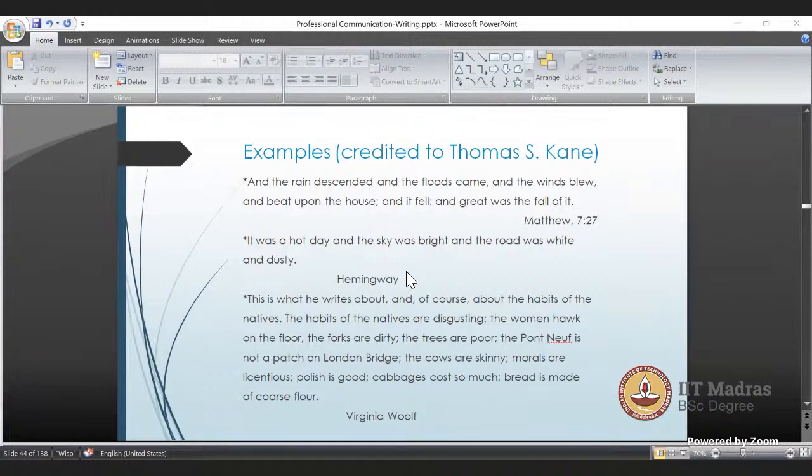Although they are unconnected to each other, the semicolon is bringing them together to the effect that the author is talking about all of these things that she feels, that she thinks are true about a person or a place that she has visited. Okay, can you see that? Yes, no?